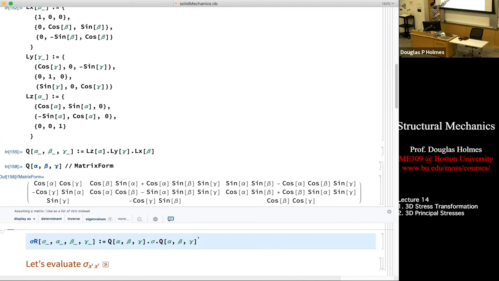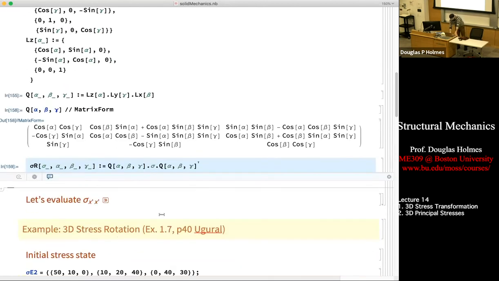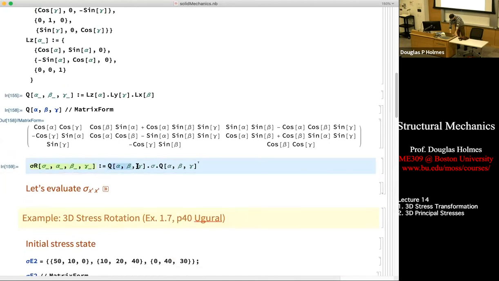This is the benefit of doing this with the help of Mathematica, especially in this next line here, because this next line is the same thing we wrote last class. It says, I'm gonna write a function. It's gonna be called my stress rotated. I'll call it sigma r. And to calculate my rotated stress, I need four things. I need my original stress tensor, and then I need the three angles that I'm gonna rotate it. And that's it. It's Q dot into stress, dot into Q transpose.